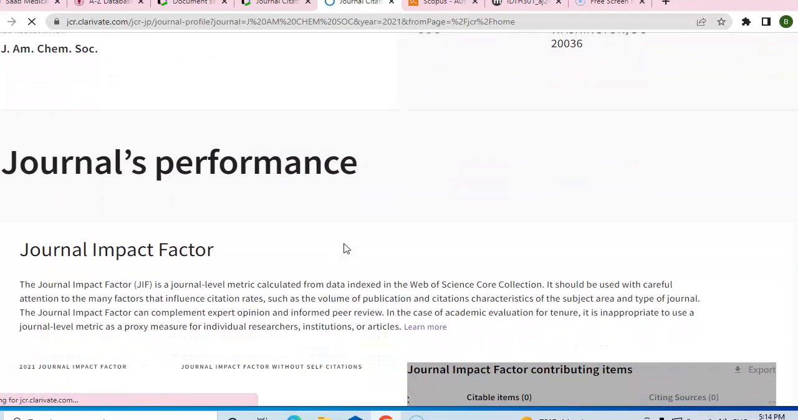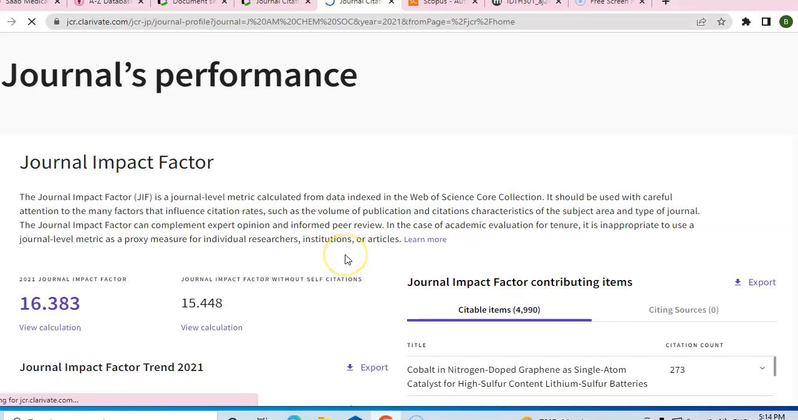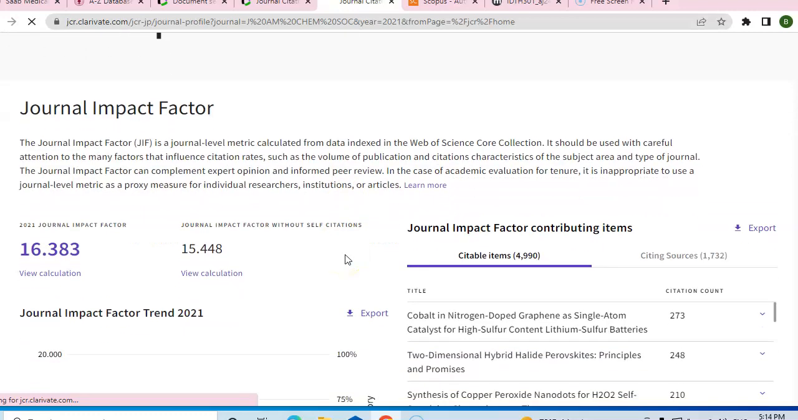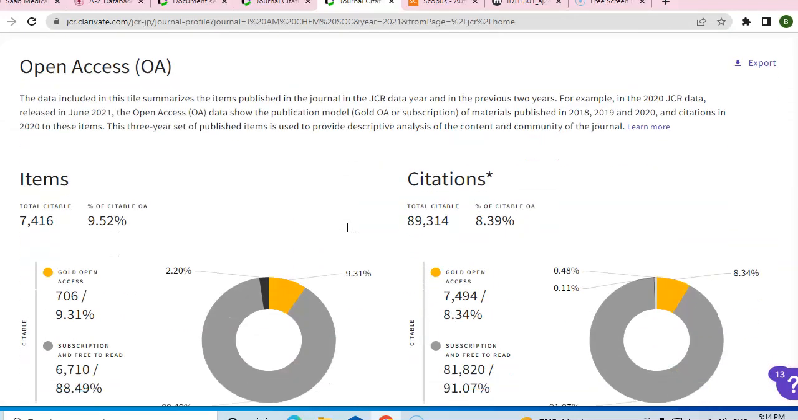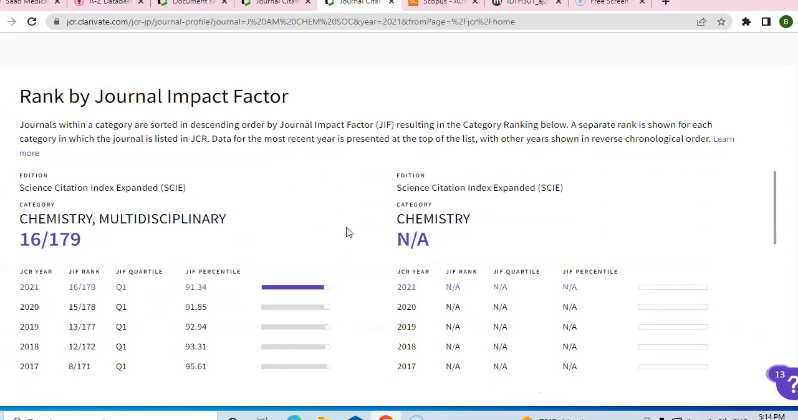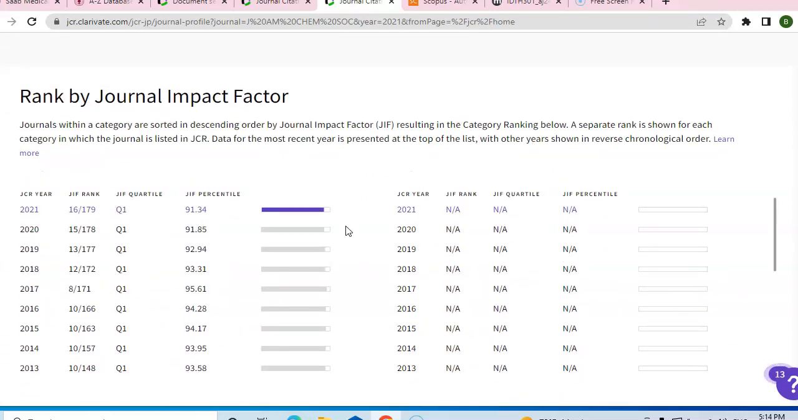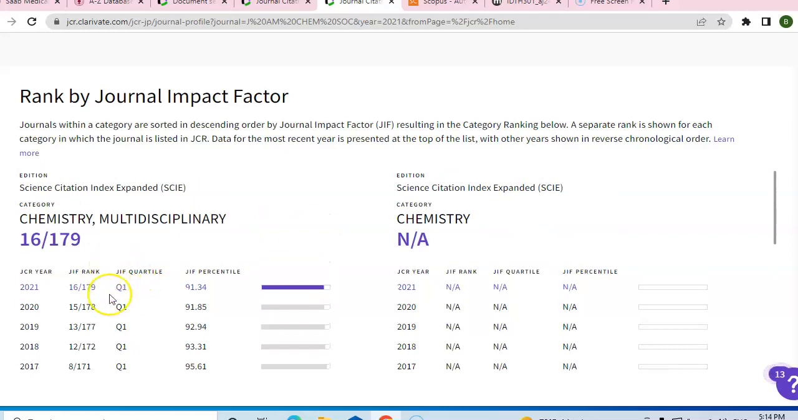Now we see the journal impact factor that is 16.383 in 2021. And now we're looking at the ranking of the chemistry multidisciplinary, the quartile. It's in Q1, and the JIF percentile is 91.34. Okay, so this is it for the first question.